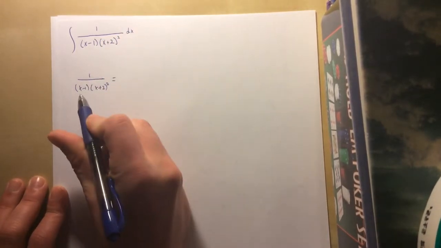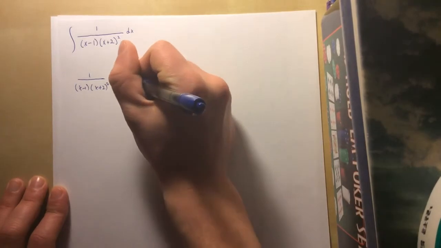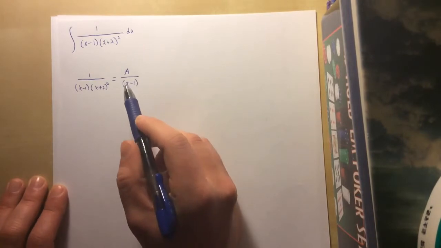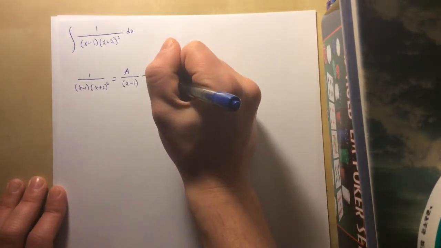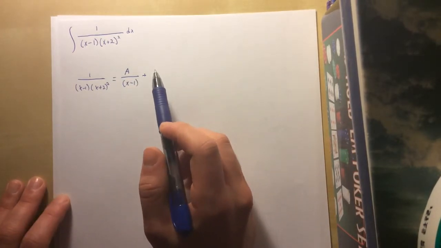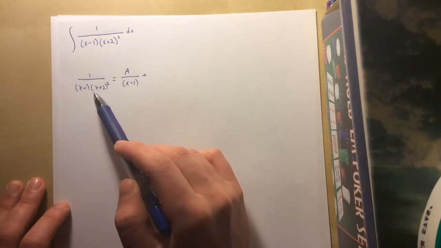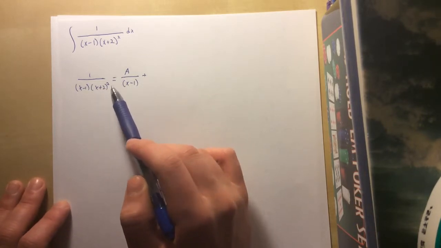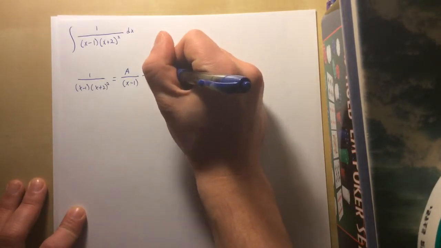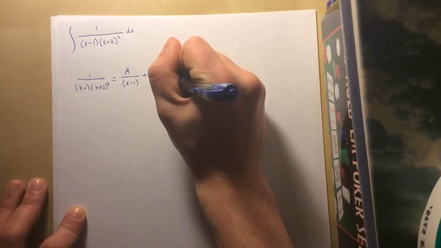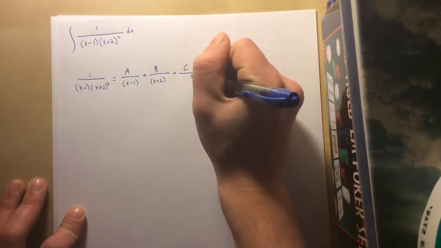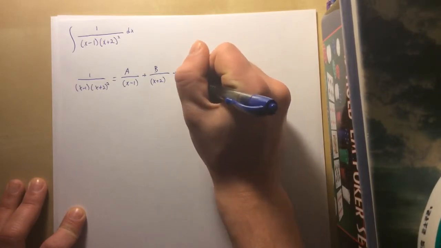So this x minus 1 term we can take care of the same way we did in the last video, which is just put a constant on top and x minus 1 on the bottom. Now we've got to take care of this x plus 2 squared term. We're still going to put constants on top, and we're going to build up the powers of this x plus 2 until we get x plus 2 squared. So the first term is going to be b over x plus 2 just to the first, and then we're going to build that power up until we get the power that we have, which is x plus 2 squared.